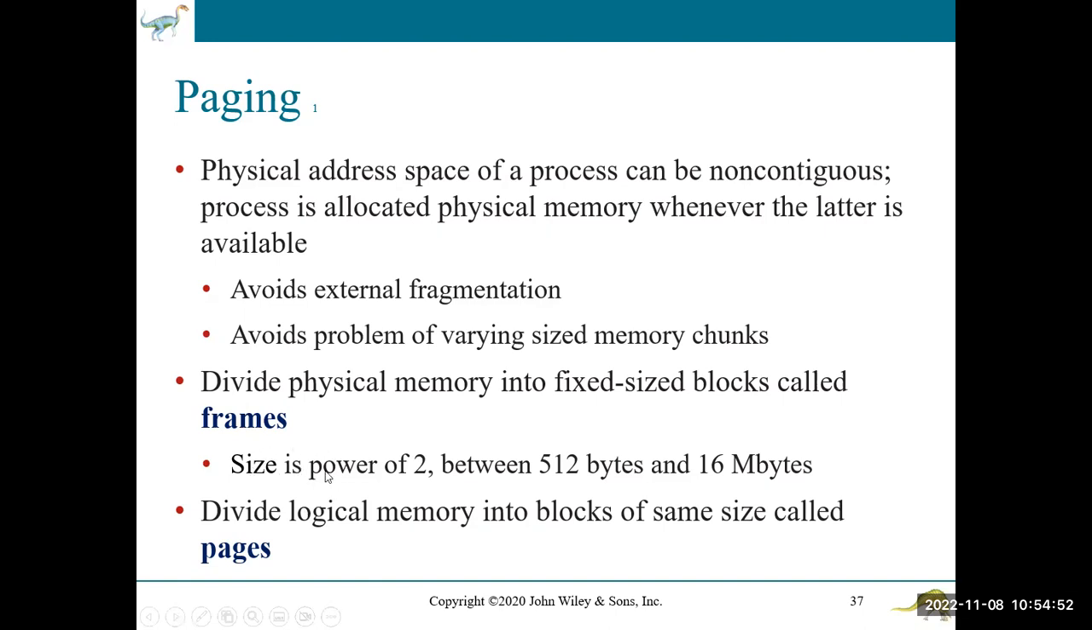This is significant right here. This bullet point, and we could call this out a little more. The size is a power of 2. So your physical frames can range from 512 bytes, which is 1/2 of a kilobyte. Does everybody understand that?